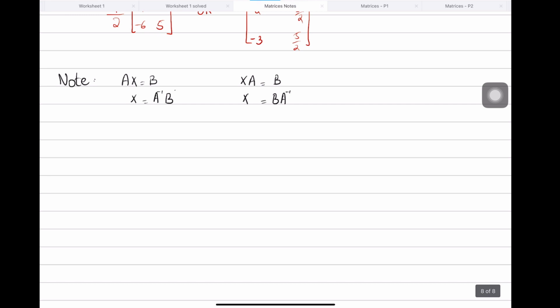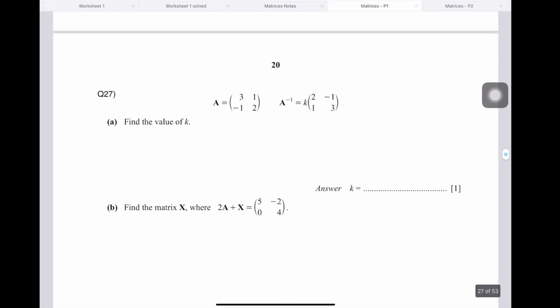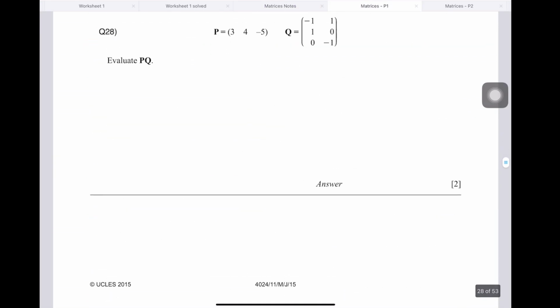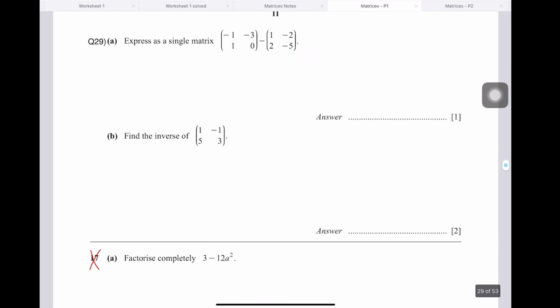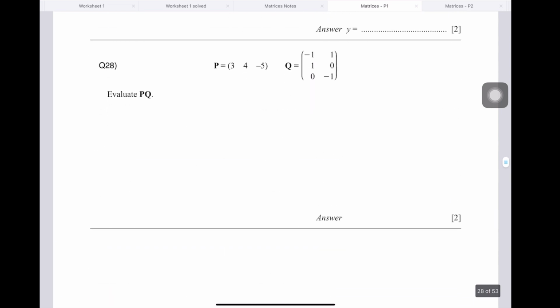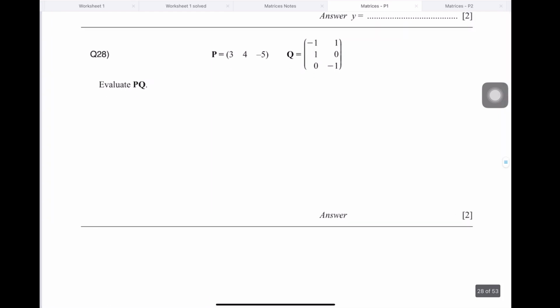So as far as concepts are concerned, that's it. But I will obviously make you guys do a few questions before you leave. Mostly I would like you guys to do multiplication. So here's a question which I would like you guys to solve. You have one matrix P and another matrix Q. You're supposed to multiply them.